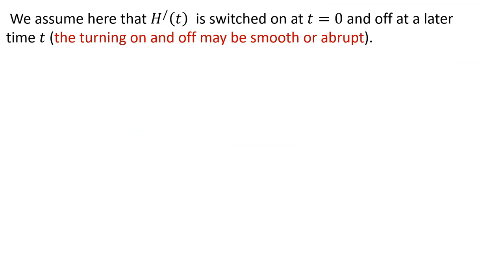We assume H dash t, that means the time dependent perturbed Hamiltonian, is switched on, meaning it will start at t equal to 0, and off after the time t. The turning on at t equal to 0 and turning off may be either smooth or abrupt, meaning either adiabatically or suddenly.